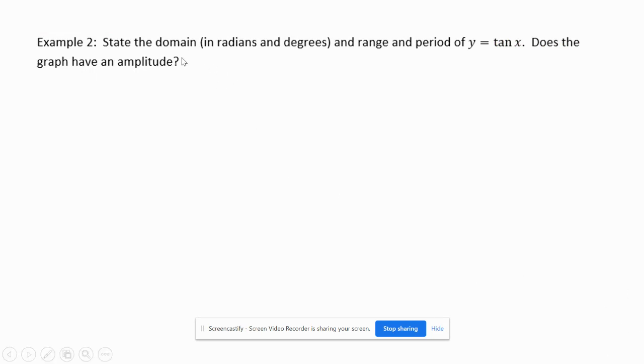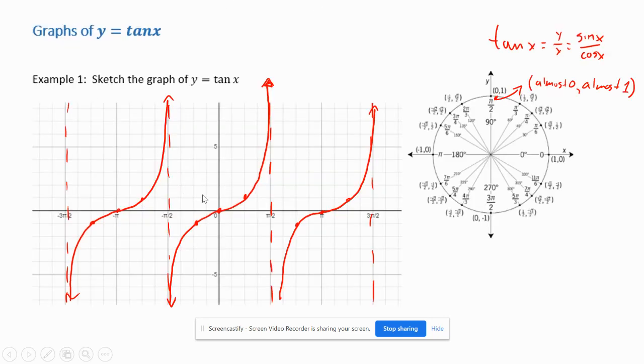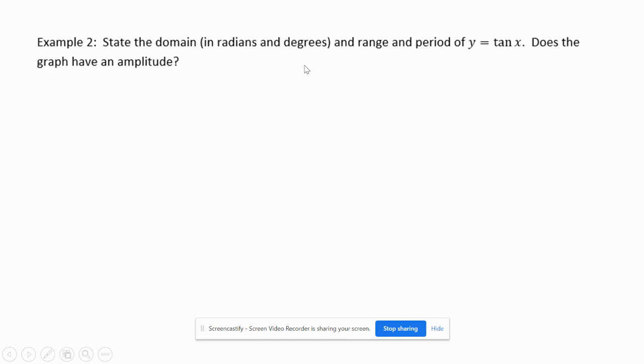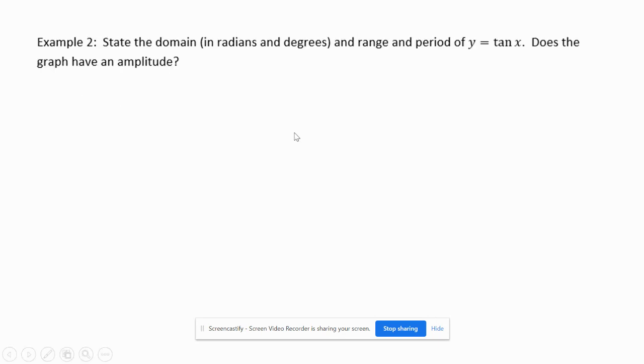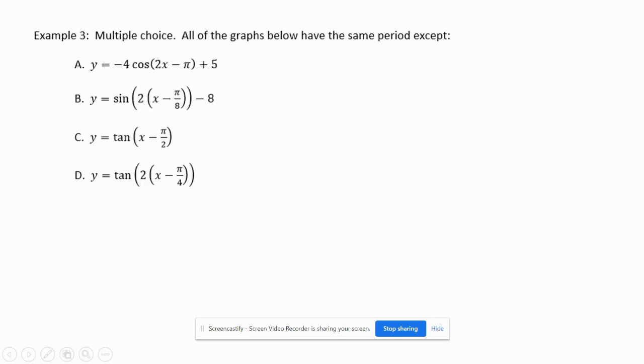Example 2 says state the domain in radians and degrees and the range and period of y equals tan x. Does the graph have an amplitude? All right. So looking back at this graph, x is available to equal any real number, except it's not allowed to equal wherever we have a vertical asymptote. Okay. So the way we're going to state the domain is I'm going to use set notation for this.